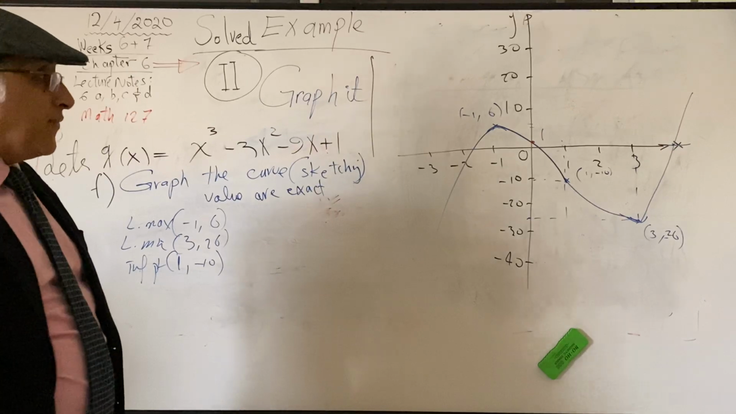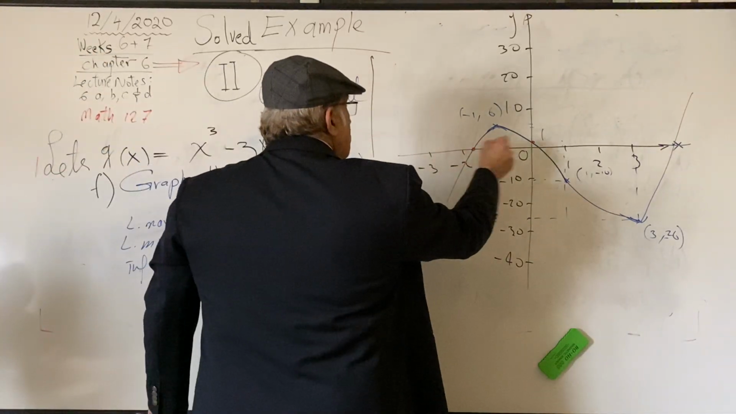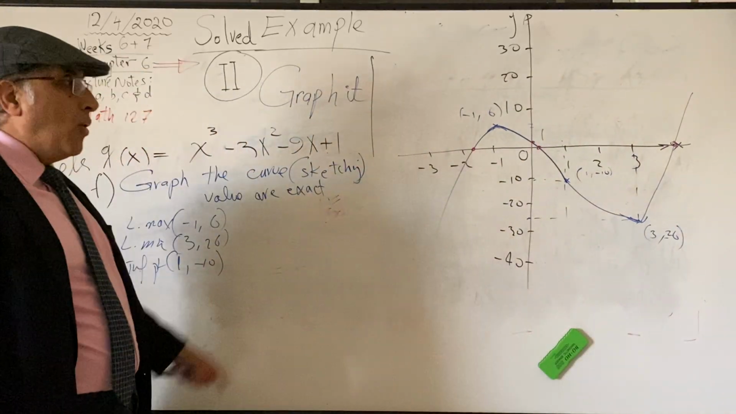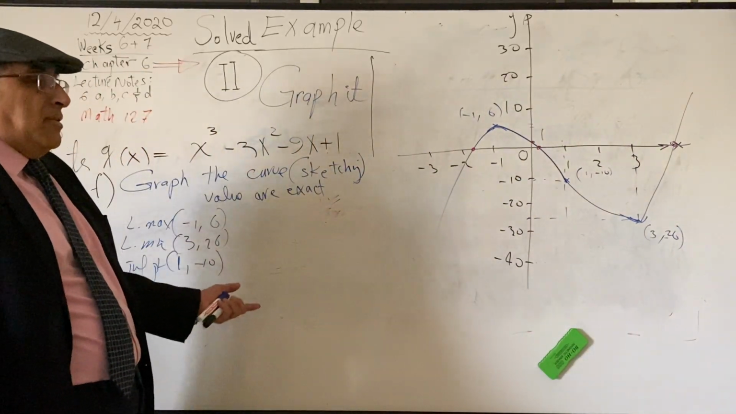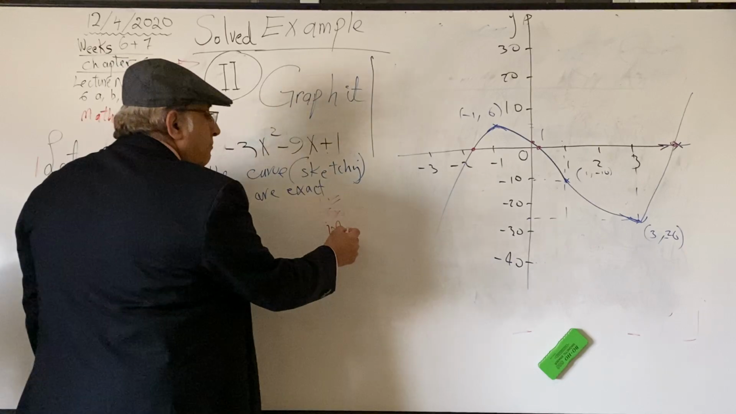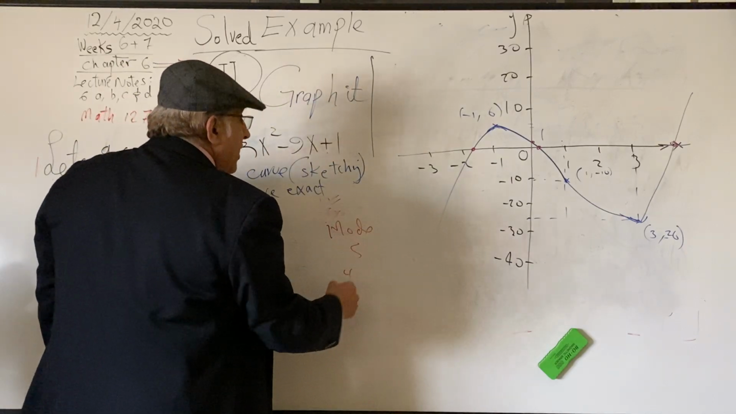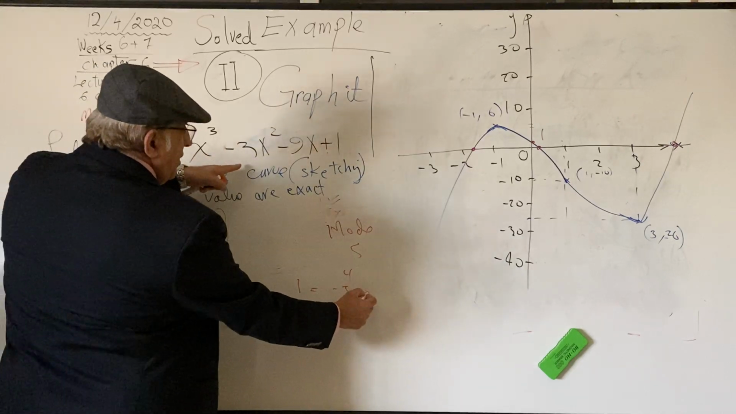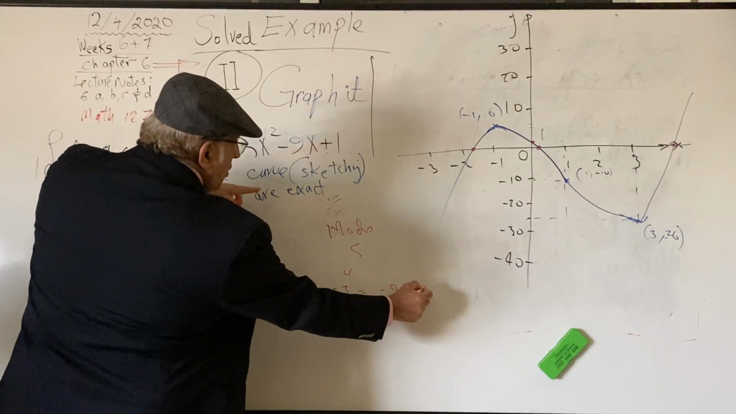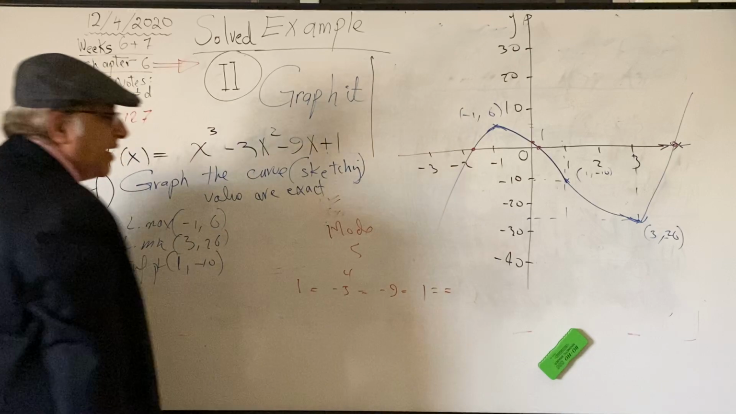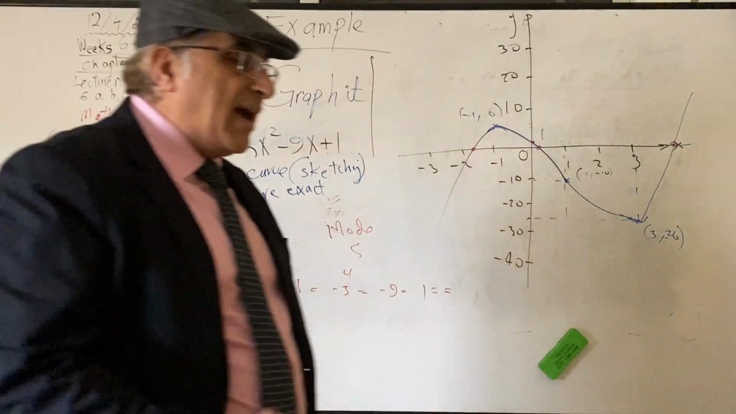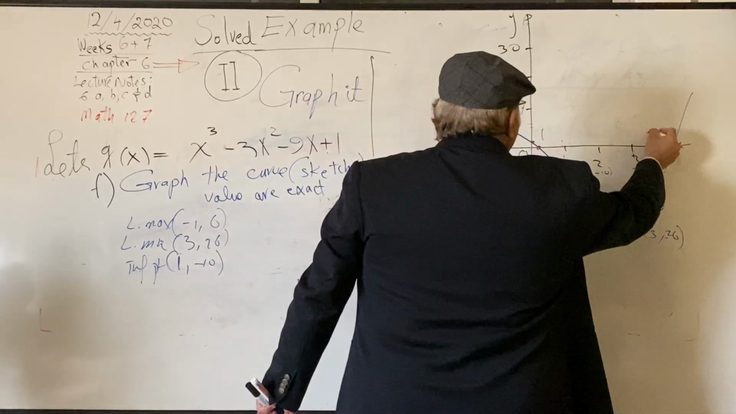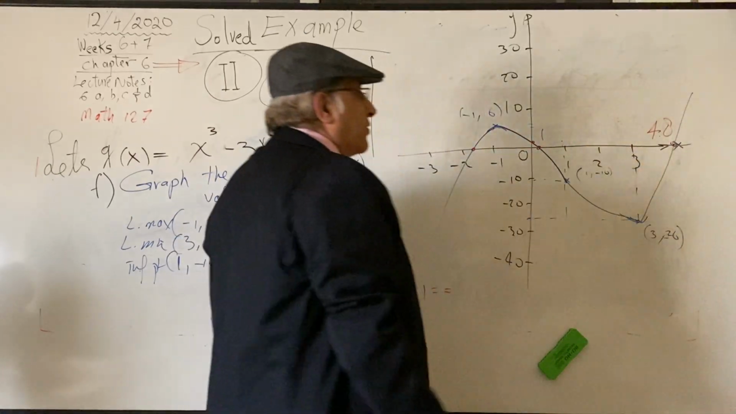If you want to finish, if you want to do the x-intercept, so remember, to find the x-intercept, y equals 0. Go to your calculator. Mode 5, 4. Mode 5, 4. Enter the following numbers. 1 equal, negative 3 equals, negative 9 equal, 1 equal, and then equal. And guess what? You're going to have 3 answers. The first answer, where you intercept, is x equals 4.8.